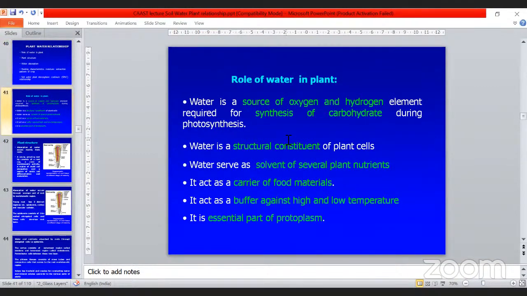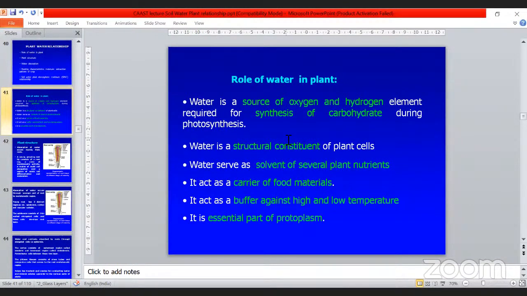The role of water in the plant: water is the source of the oxygen and hydrogen elements required for the synthesis of carbohydrates during photosynthesis. This is the biggest contribution of water to the biological system. What are the structural constituents of the plant cell? When the plant dies off, the cells dry off, and when the cells are dried, they can rupture or lose some of their internal fluid. That's why water is an essential structural constituent of the plant cell.